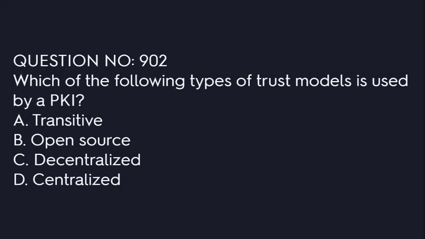Question number 902. Which of the following types of trust models is used by a PKI? A. Transitive, B. Open source, C. Decentralized, D. Centralized.